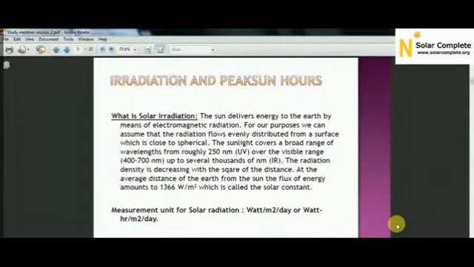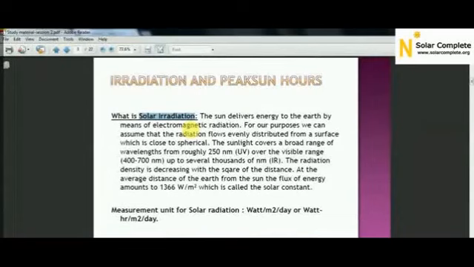Talking about solar radiation, at the initial stage I will tell you the other names of solar radiation. Solar radiation can also be called solar irradiation, and another name is solar energy. So these three are the same: solar radiation, solar irradiation, and solar energy.